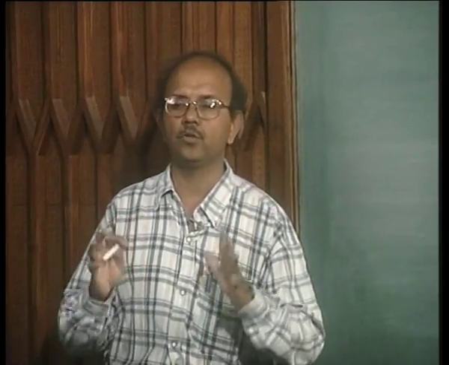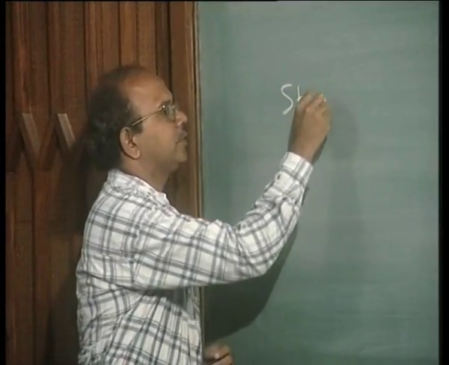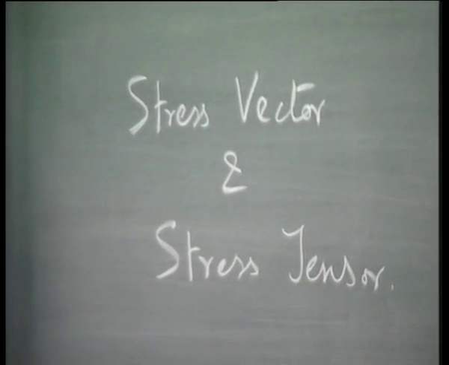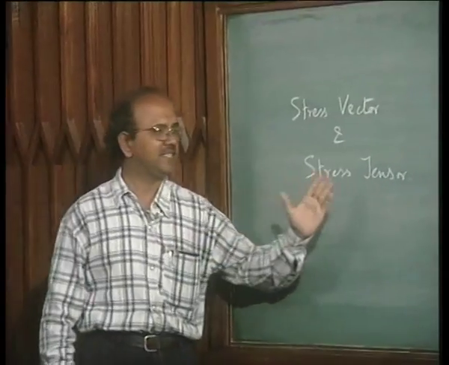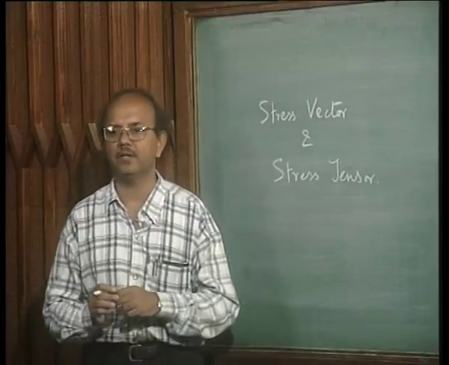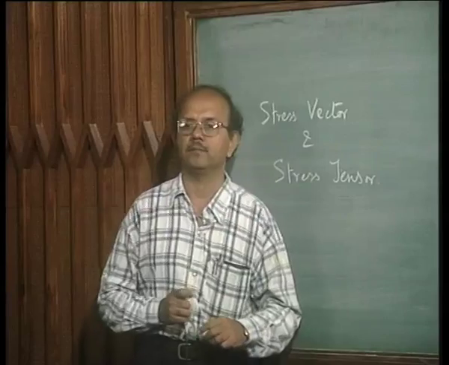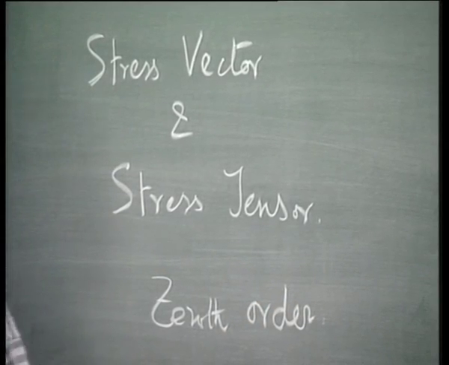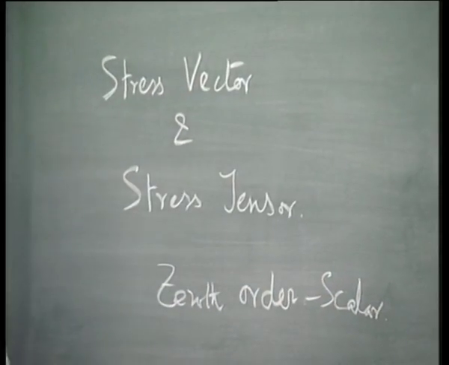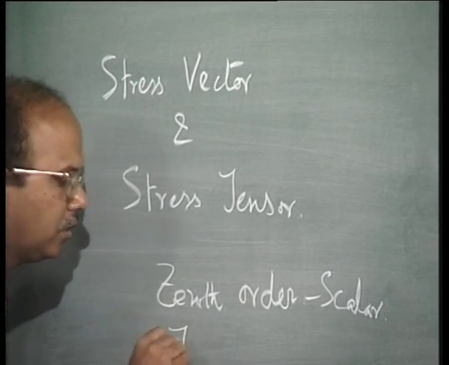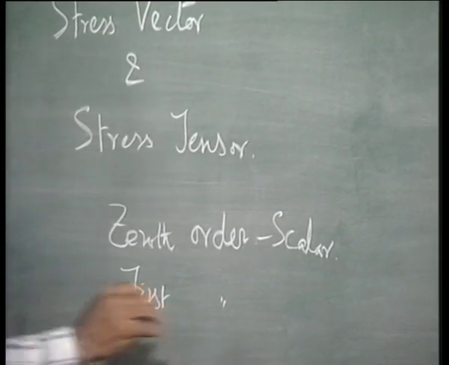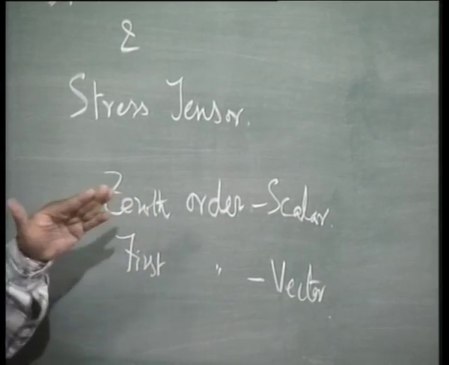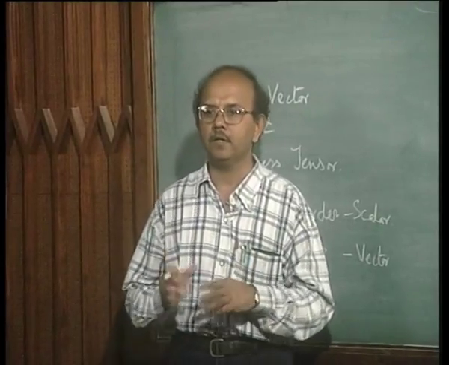The first confusion that usually students have is what is the difference between stress vector and stress tensor. The first thing that you should understand is that tensor is a generic name. Tensor can be 0th order. Zeroth order tensor is nothing but a scalar. The first order tensor is called the vector. Then the tensor keeps moving to second order, third order, fourth, and so on. Is that clear? So, it is a generic name.